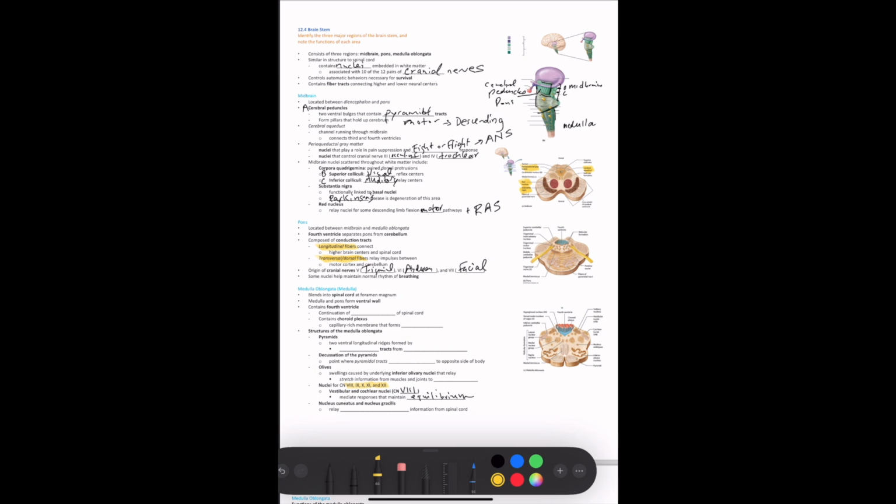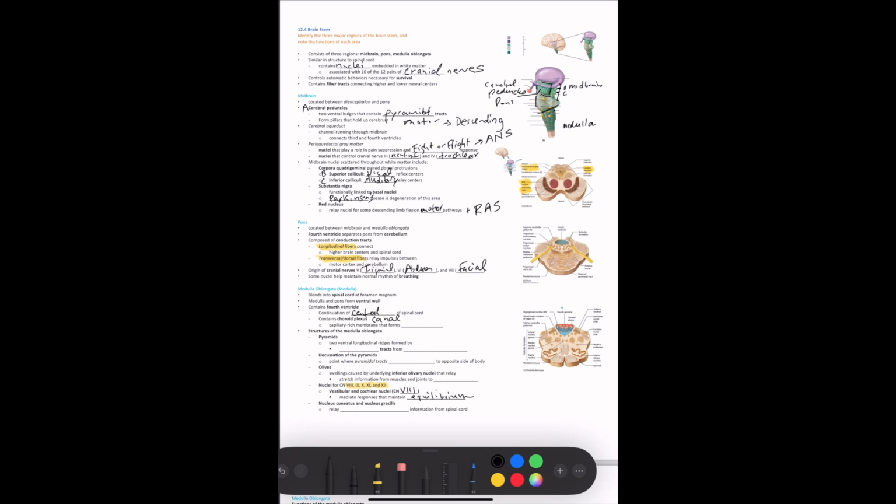Moving onwards to the medulla. The medulla blends in with the spinal cord at the foramen magnum. That foramen magnum is the hole at the bottom of the skull through which the medulla is going to pass. So the medulla oblongata contains the fourth ventricle, and it is a continuation of the central canal of the spinal cord.